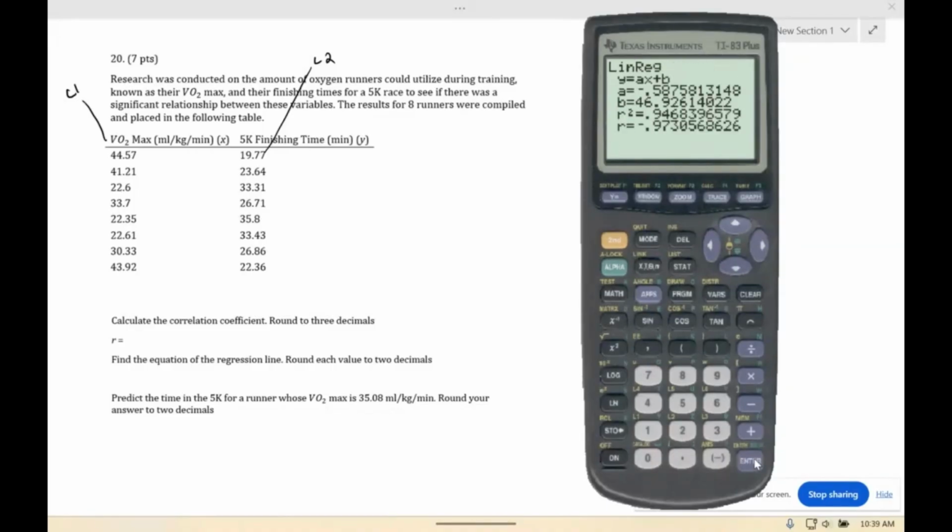And if I hit enter, it gives us a few things. It gives us the coefficient of a, the coefficient of b. We're also given r squared, and then we're given our correlation coefficient of r. So notice we're asked to find the value of r, and that value of r is negative 0.973.